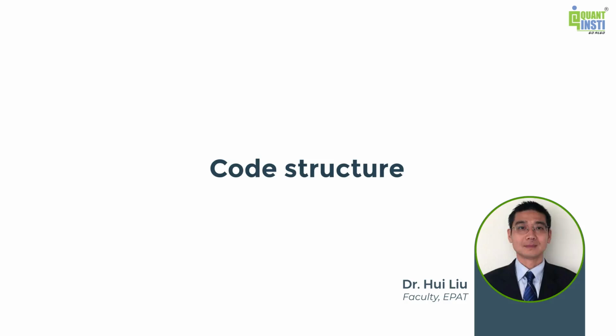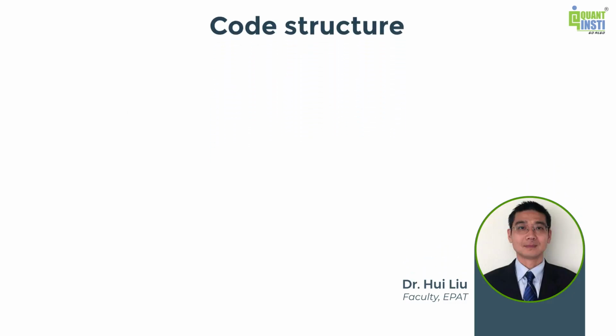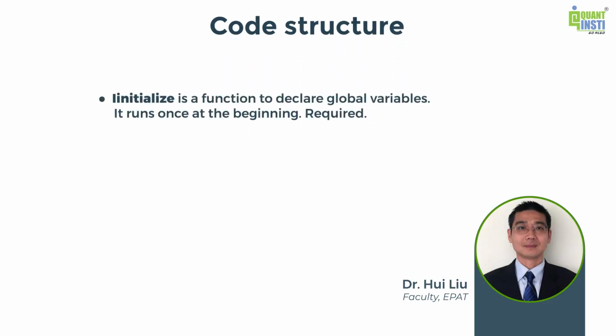In IbridgePy, there are 3 basic functions. The first one is called initialize. This function is used to declare IbridgePy global variables. I will show you an example. This function runs once at the beginning of your execution, which means just one time. If you want to run something one time at the beginning of your code, put it in this function.